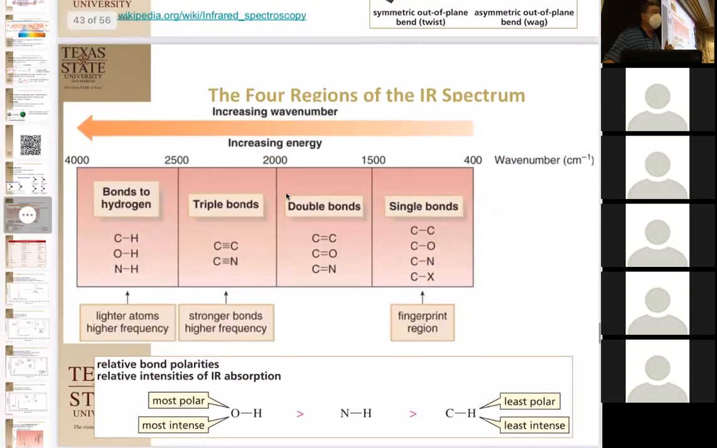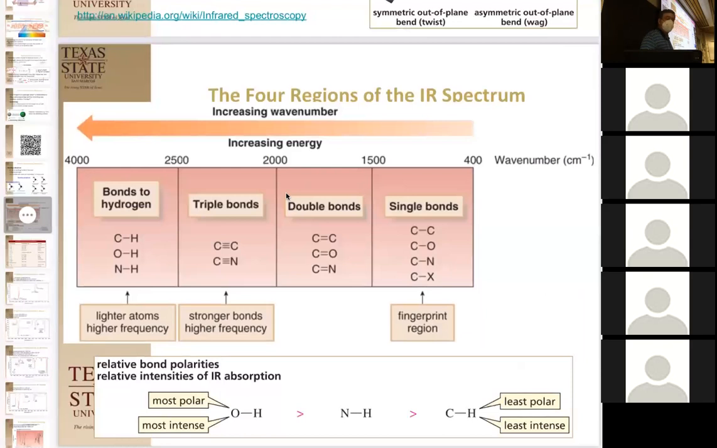So if you learn nothing else about IR, know this chart. Okay, if you know nothing else about IR spectroscopy, know this chart. Now, I want to explain to you why these different regions equate to different energies.